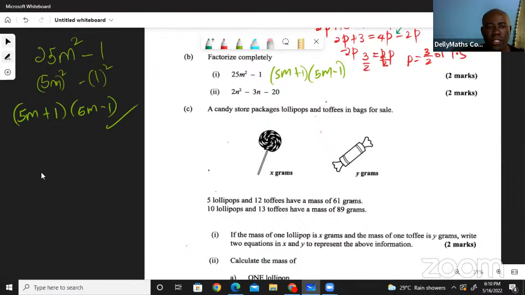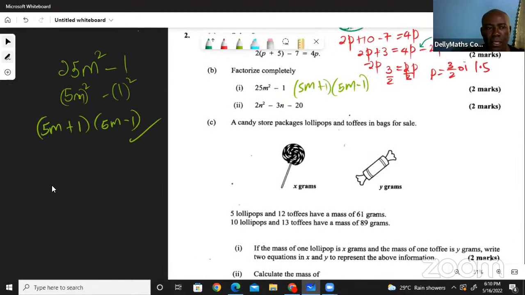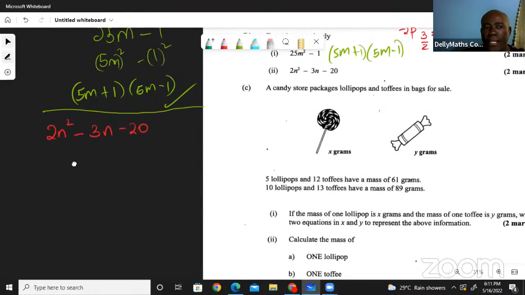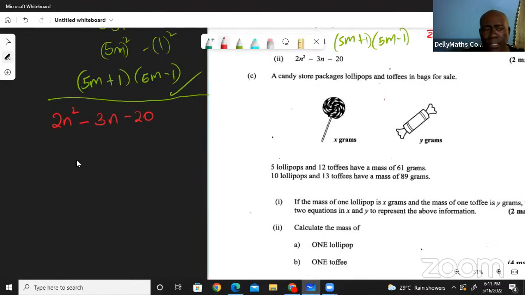All right. So I'm going to do the other one right beneath. Right below this one, I'm going to drop 2n squared minus 3n minus 20. So we were asked to factorize this. In factorizing this, you could see that there is nothing in common. It's not the difference of 2 squares. It's not factorization by grouping, but this one can be done by the AC method.